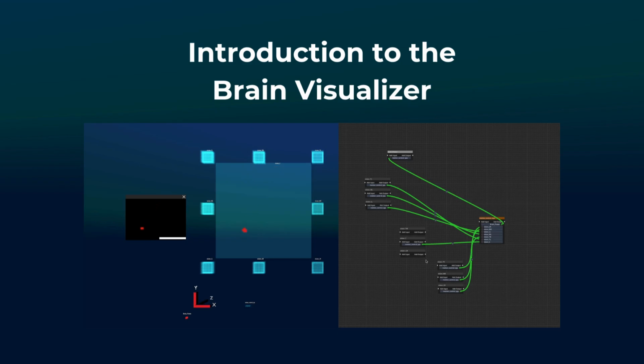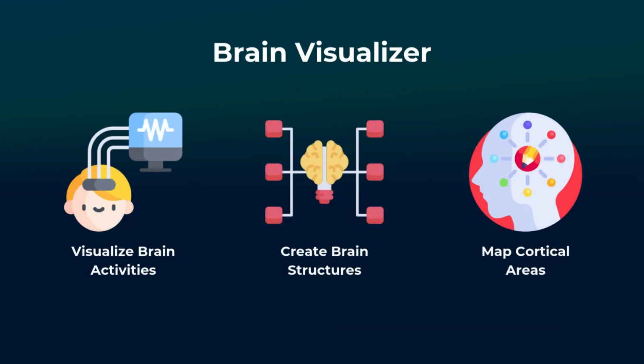Welcome to the Introduction to the Brain Visualizer tutorial. The Brain Visualizer allows you to visualize brain structures in 3D and view neuronal activities within them, as well as create new brain structures and modify their properties, and create cortical mappings to rewrite the brain.